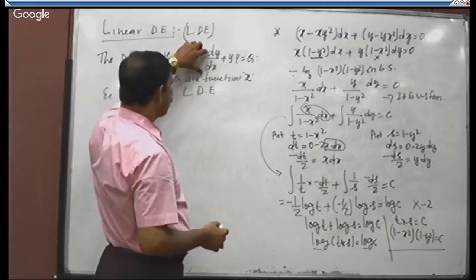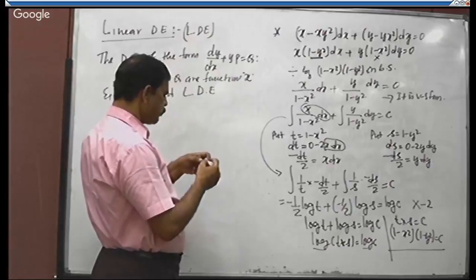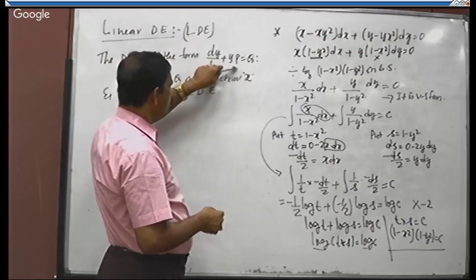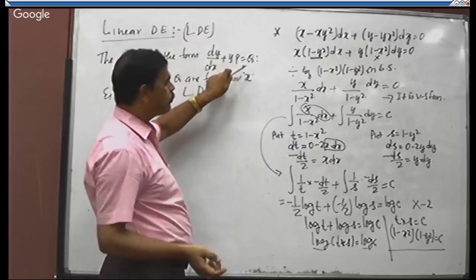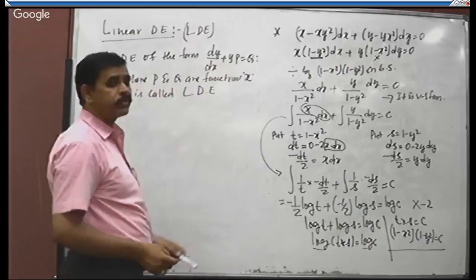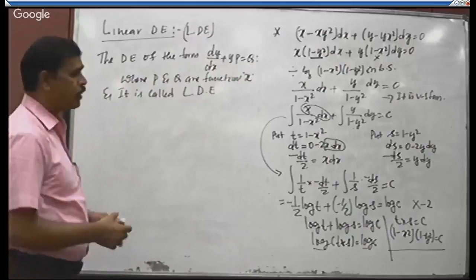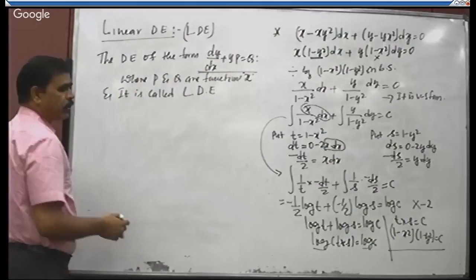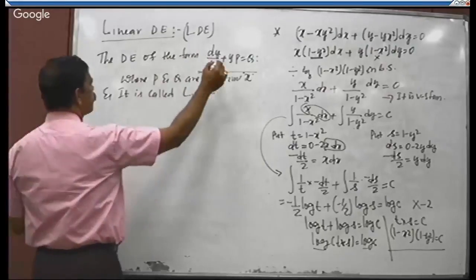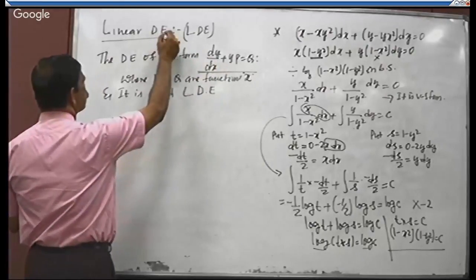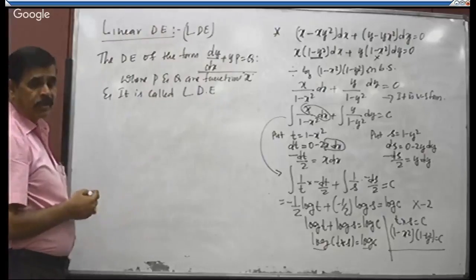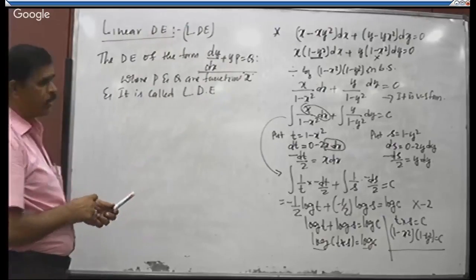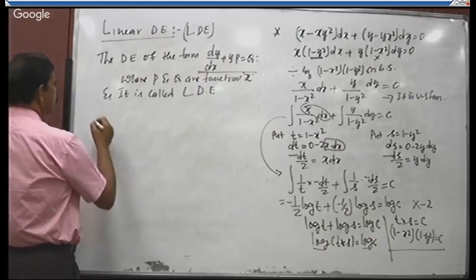Sometimes it will be reversed: dx by dy plus x into p is equal to q. In that case, p and q are the functions of y, right? So I will give you the solution for this first. This is the linear differential equation. There is a solution for that differential equation. There is a standard form of solution.